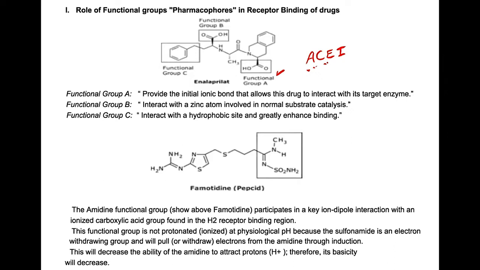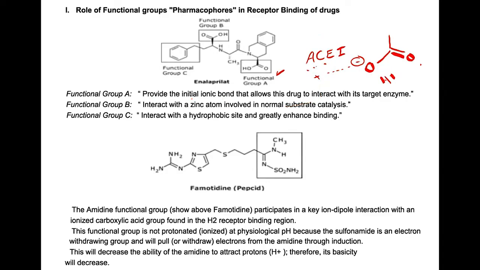So function group A, which is that carboxylic acid, provides the initial ionic bond that allows this drug to interact with its target enzyme. And here, guys, what happened? This C=O and this OH, the proton leaves, and leaves this with a negative charge. This negative charge will interact with a positive charge in the pocket of the ACE receptor. So here it makes the ionic interaction between this acidic function group, the carboxylic function group, and the target enzyme.